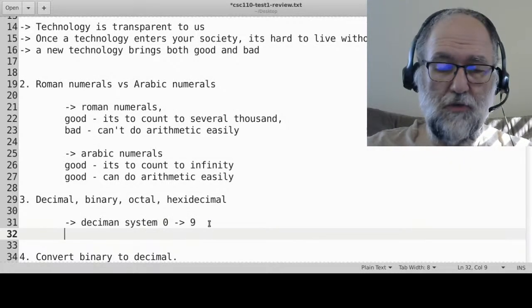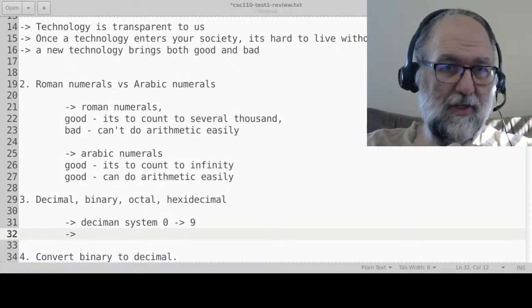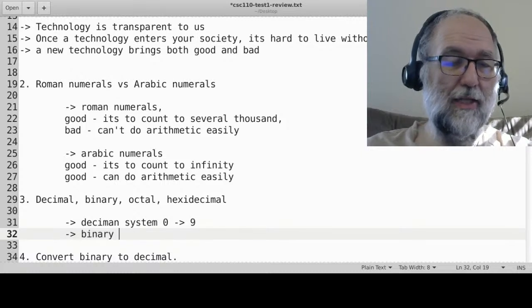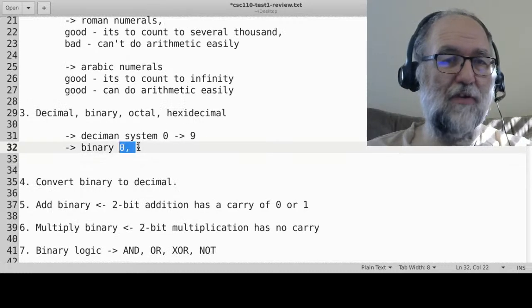You say, well, why did we have to choose 10? We chose 10 because we have 10 fingers. It's easy to count on 10 fingers. But you could do binary, and that's what we did. Binary has just 2 symbols, 0 and 1. All right, and that's great for computers.